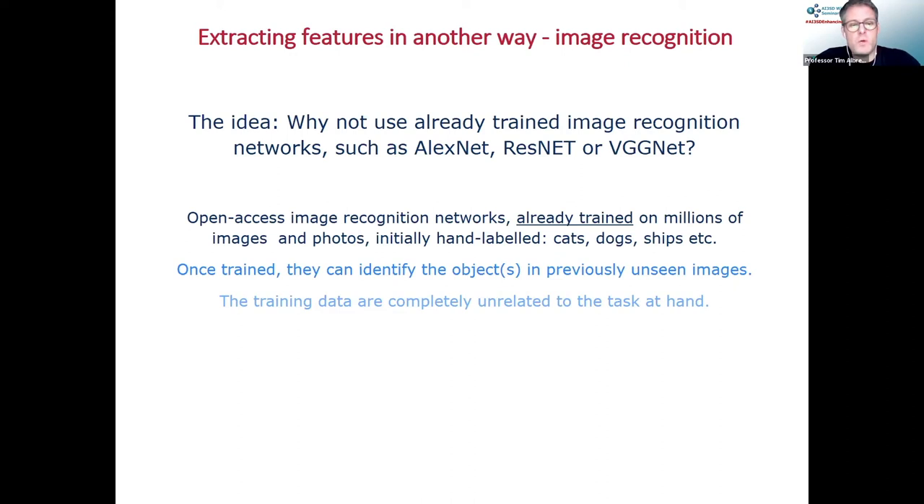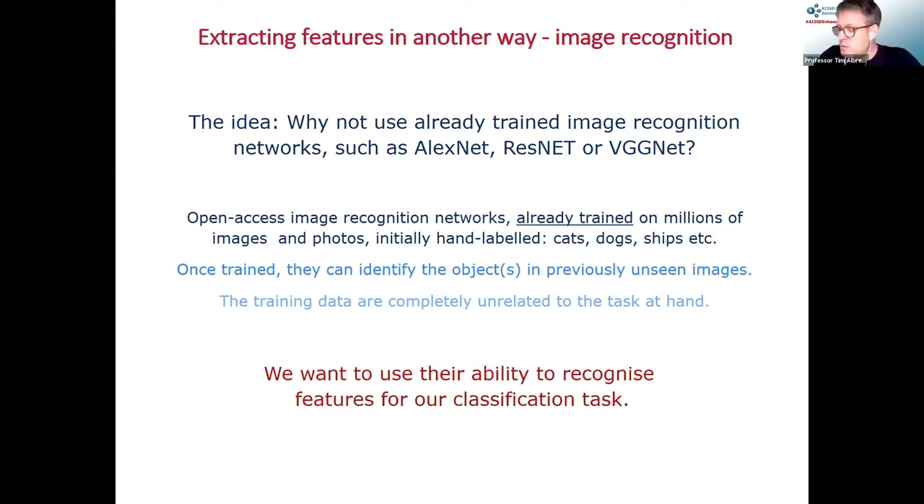And many of you will know that these are open access image recognition networks already trained on millions of images and photos, initially hand-labeled, okay? So cats, dogs, ships, etc. And once they're trained, they can identify objects in previously unseen images. The training data are completely unrelated to the task at hand, but nevertheless, we want to use the ability of the image recognition network to recognize features in our classification task.